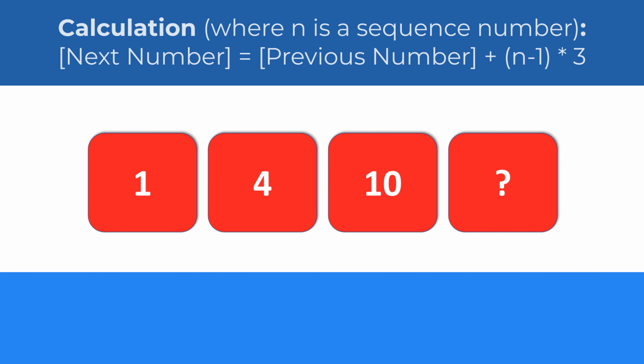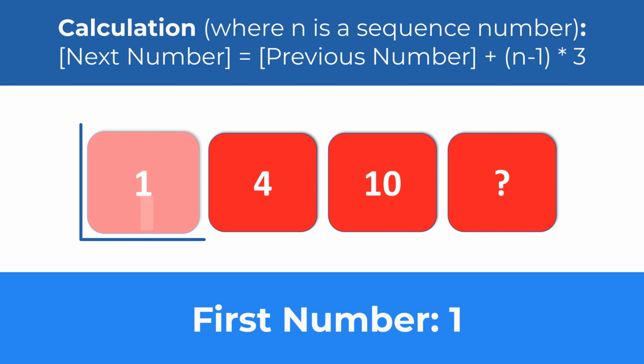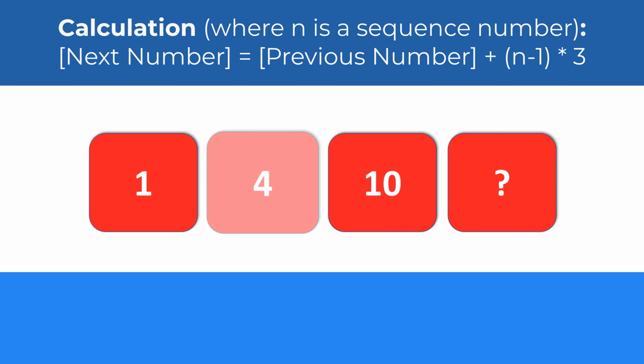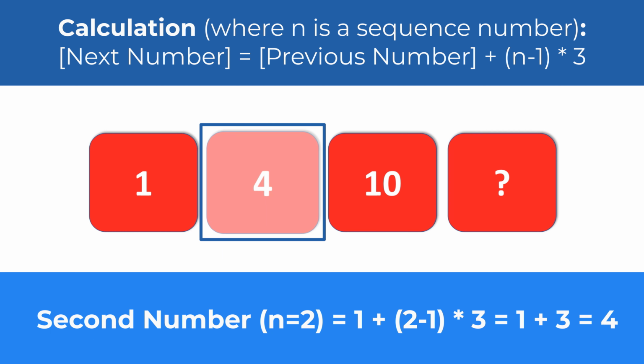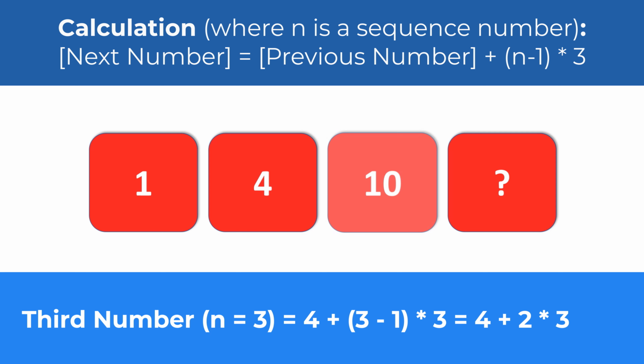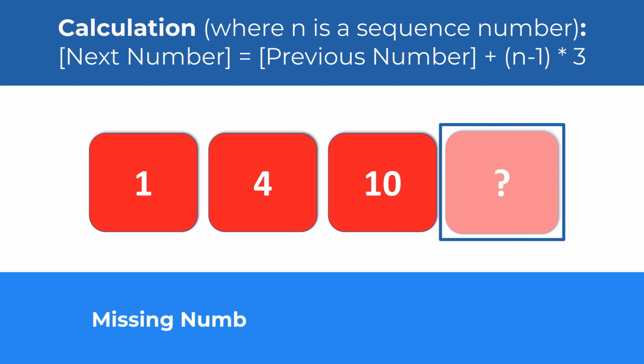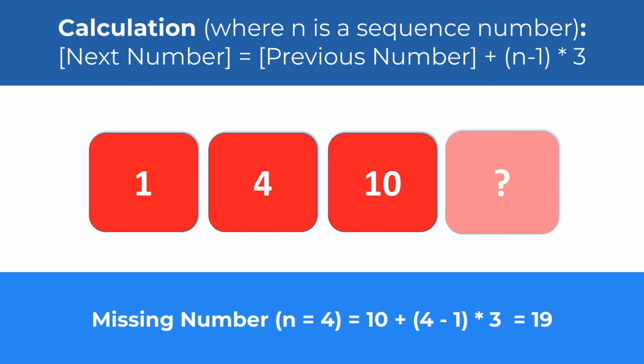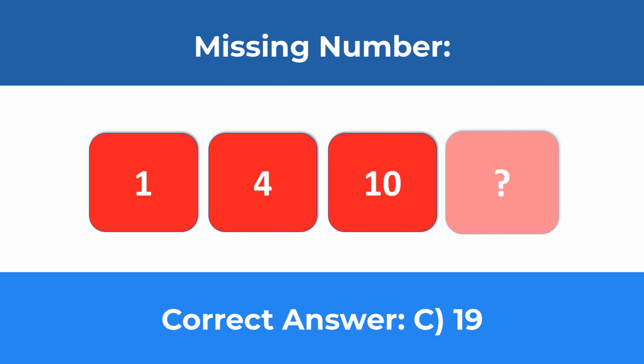So to calculate the missing number, let's walk through the sequence. The first number in the sequence is 1. The second number, where the sequence number is 2, can be calculated as the previous number 1 plus, in parentheses, 2 minus 1, multiplied by 3, which is 1 plus 3 equals 4. The third number, where the sequence number is 3, could be calculated as 4 plus 2 multiplied by 3 equals 10. So the missing number, where n, the sequence number, equals 4, can be calculated as 10 plus, in parentheses, 4 minus 1, multiplied by 3 equals 19. So the correct choice here is choice C, 19.